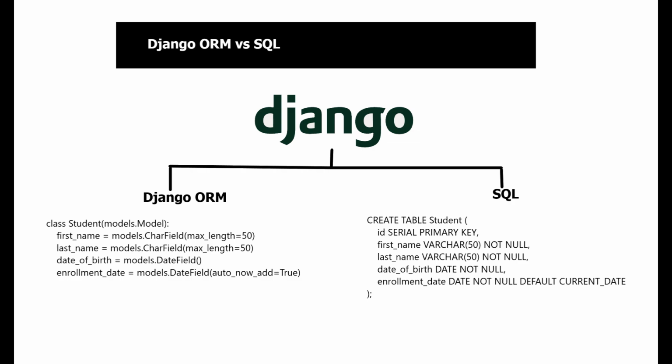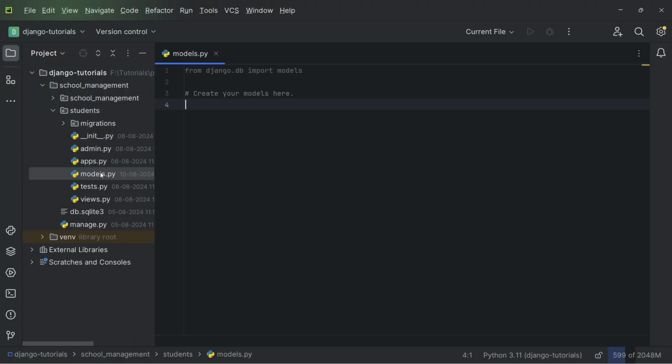To give you a practical understanding, we'll create a model for the students app we made in the previous video. Let's say we want to store information about students, such as their name, date of birth, and enrollment date. To create a model, open the models.py file in your students app. Here's how you can define the student model.